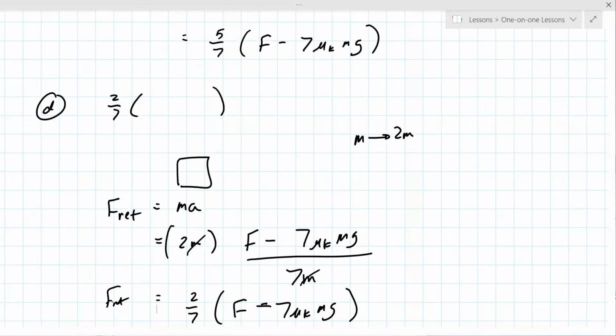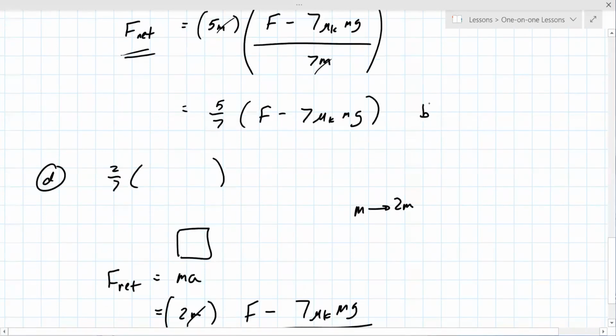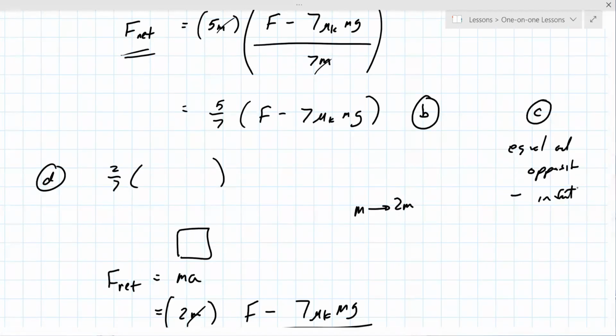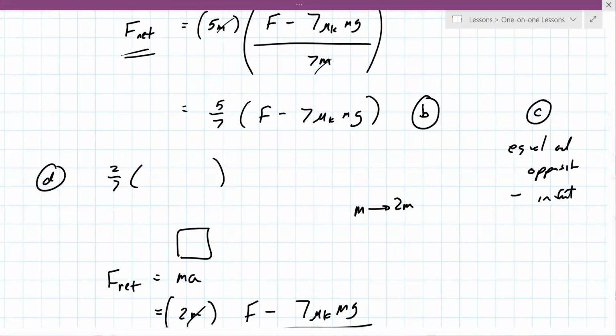I guess we could have done part C next, because it's just an equal and opposite thing. C is the answer to B, which, let me scroll up here, this is the answer to part B. The answer to C is the equal and opposite, so it's just a negative sign in front. Negative 5/7. It's just going the other direction. Sounds good. And that's it, because it doesn't ask for part E, thankfully.